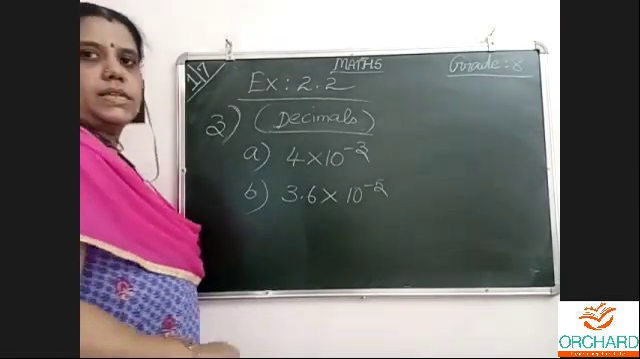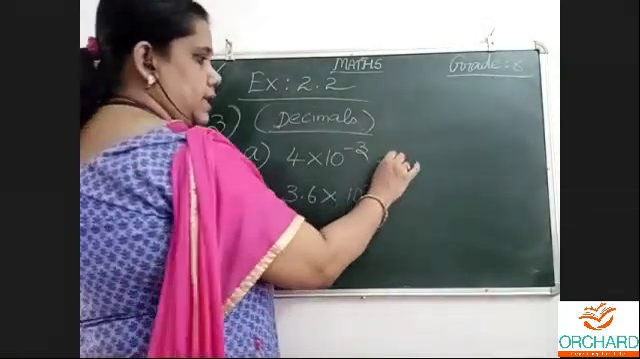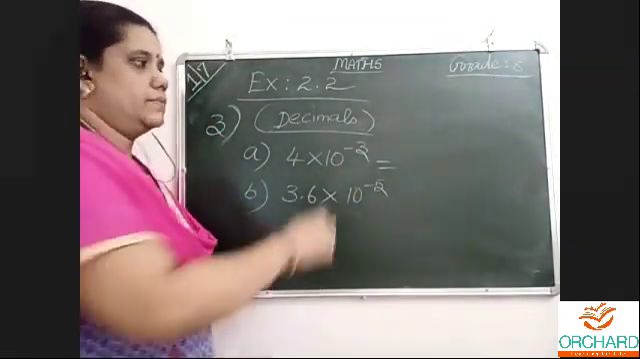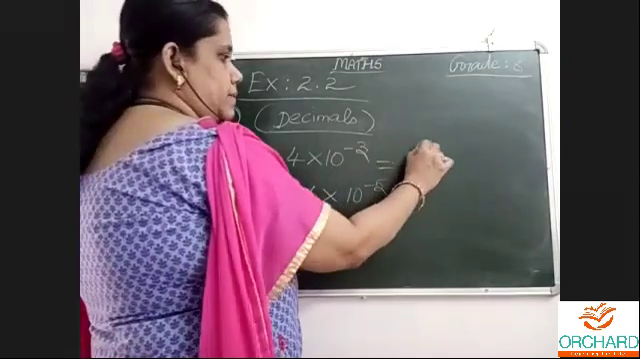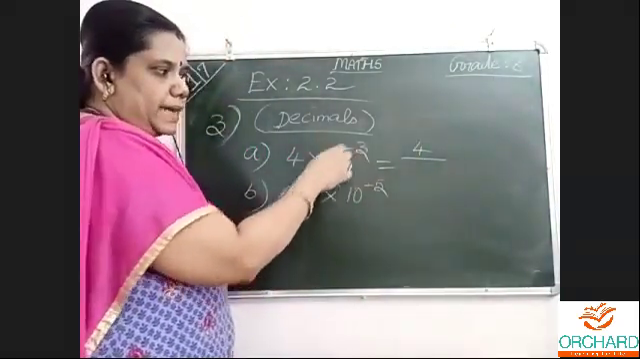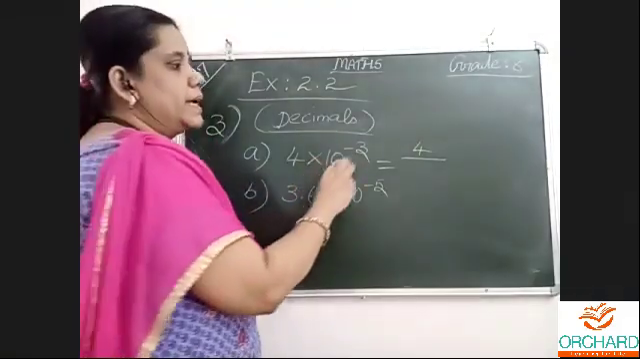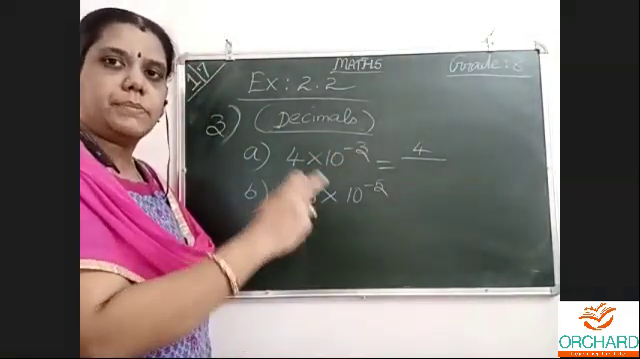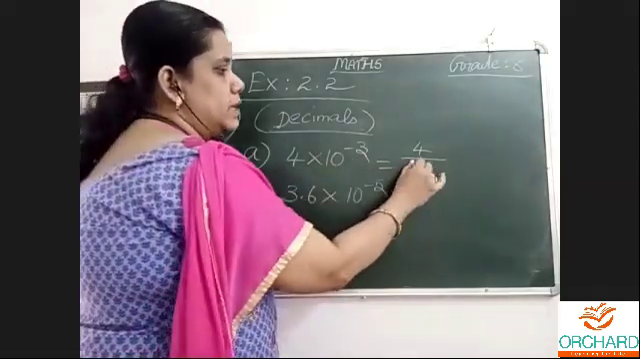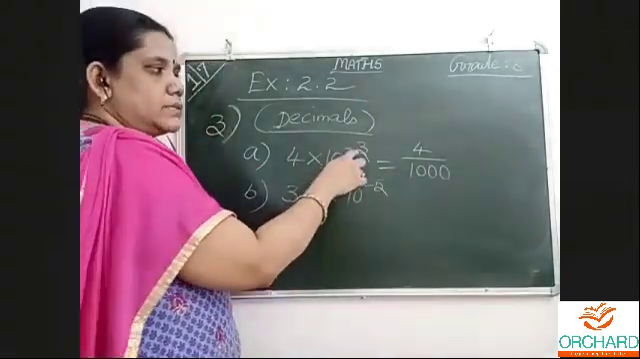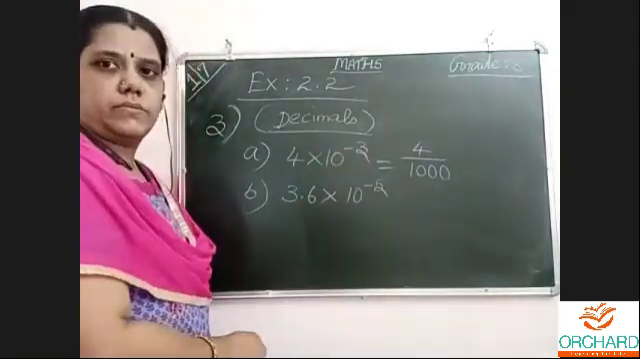Okay. The easiest way to solve this is 4 into 10 power minus 3. Whenever there is a negative power, it means 4 by 10 power 3, that is 1 by 10 power 3. When 10 power minus 3 goes into the denominator, it is 10 power 3. 10 power 3 means 1 and 3 zeros.